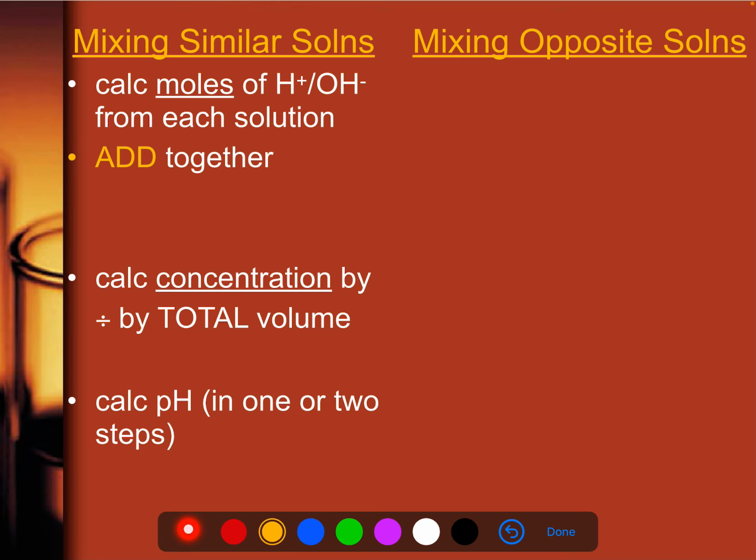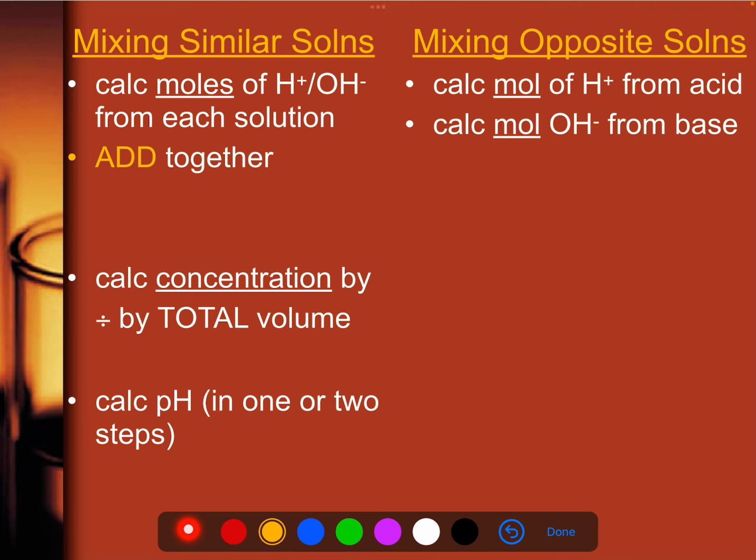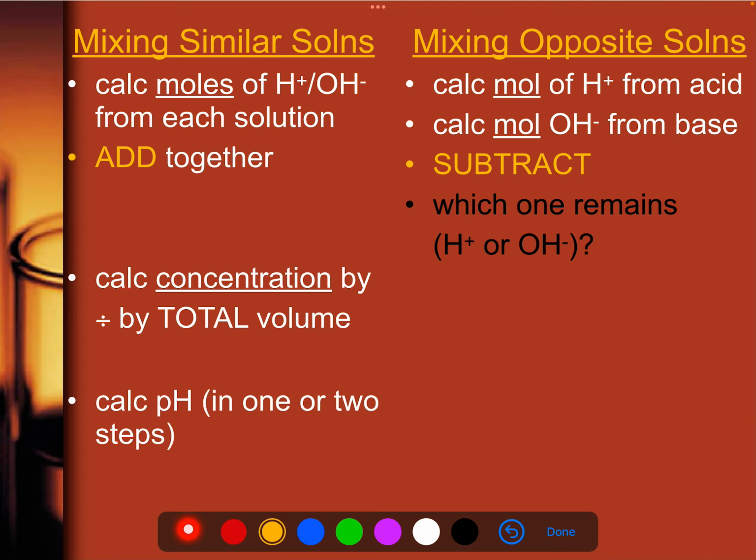If we are mixing opposite solutions where we have moles of acid and base, we're going to find moles of hydrogen in our acid, moles of hydroxide in our base, and we are going to subtract them because they are going to cancel one another out. You're always going to do the higher one minus the lower one, and look at which one is left over. That would determine if we have excess hydrogen or excess hydroxide that does not neutralize.